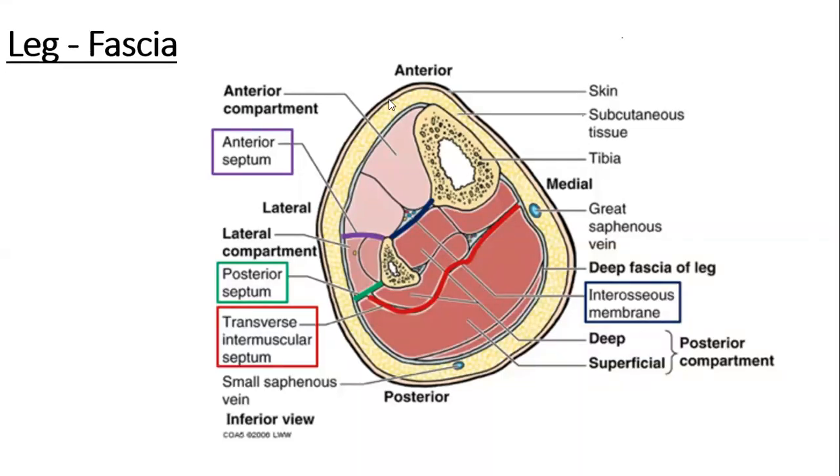Below, inferiorly, it gets attached over the anterior and medial borders of tibia, where it fuses with the periosteum. The modifications of deep fascia of the leg include two intermuscular septa and retinacula over the region of ankle joint. Intermuscular septa, which are two in number, arise from the inferior surface of the deep fascia of the leg.